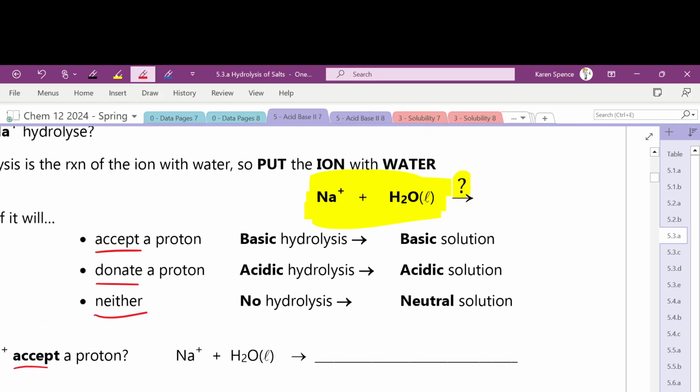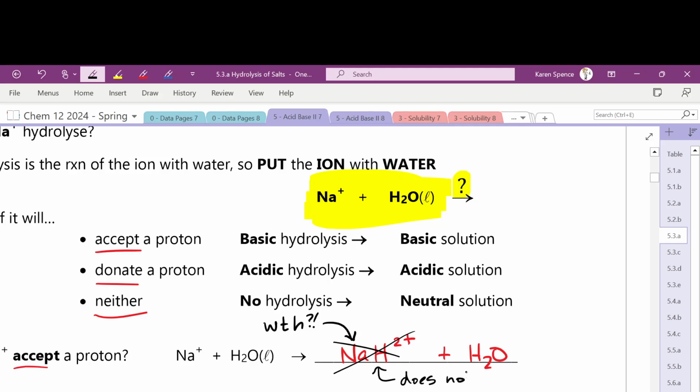Now let's just take a look at what would have to happen if Na plus accepted a proton. We would end up with NaH2 plus H2O. What the heck? Or you can put another letter there if you prefer. Okay? That's just like, does not exist. Therefore, it does not accept a proton. It's not acting as a base.